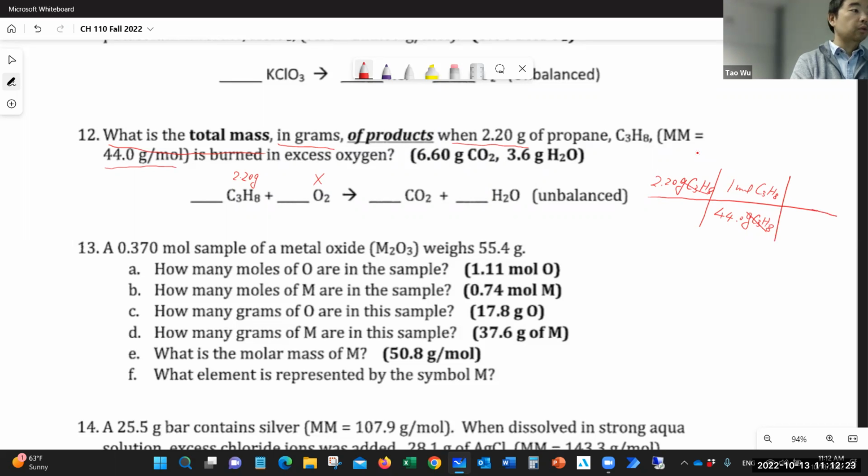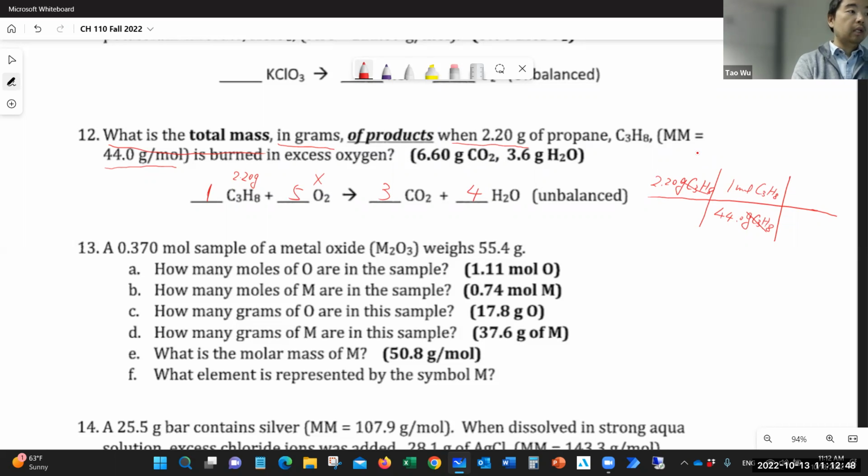And then what are you going to do based on the stoichiometry? Well, this question didn't give you the stoichiometry. You're going to balance the equation first. So that is the stoichiometry: 1 mole of propane will generate 3 moles of CO2, and 1 mole of propane will also generate 4 moles of water.